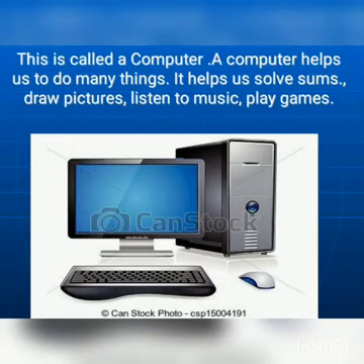This is called computer. A computer helps us to do many things. It helps us to solve sums, draw pictures, listen to music, play games. So we can do a lot of things with computer. Dear students, did you notice that? It looks like TV. Yes, it looks like TV, but it's not TV. This is computer.